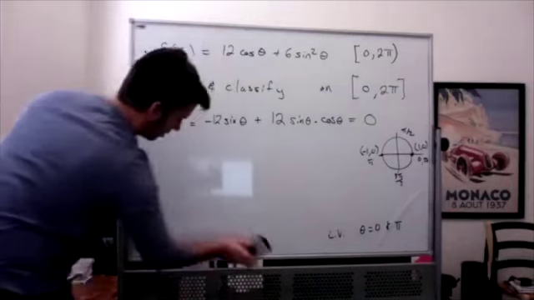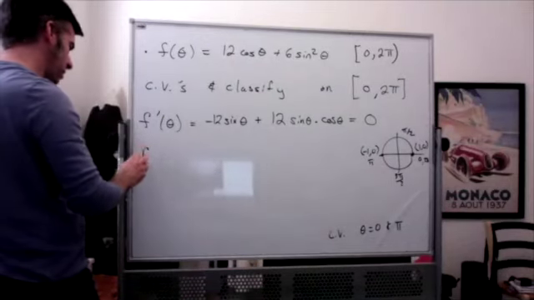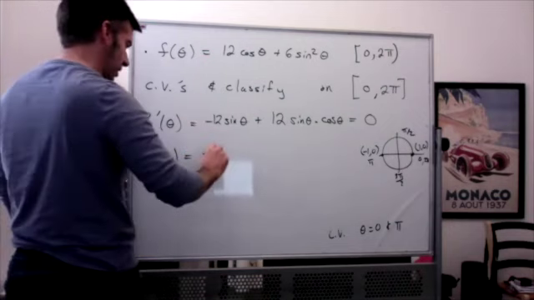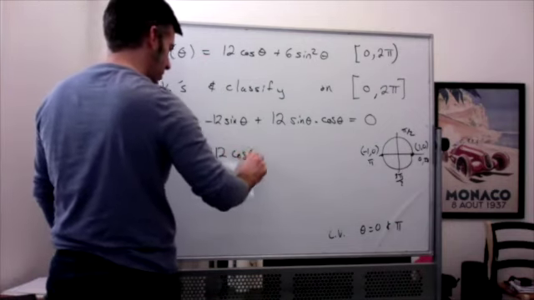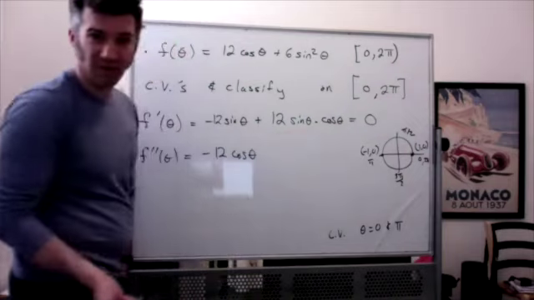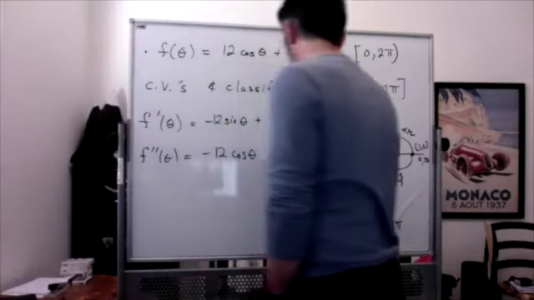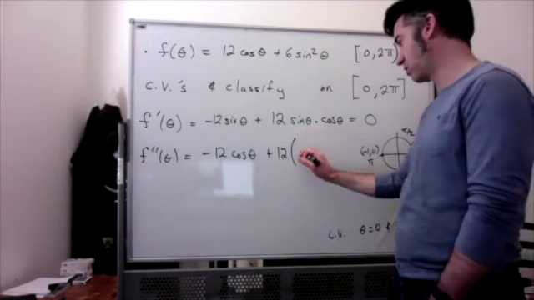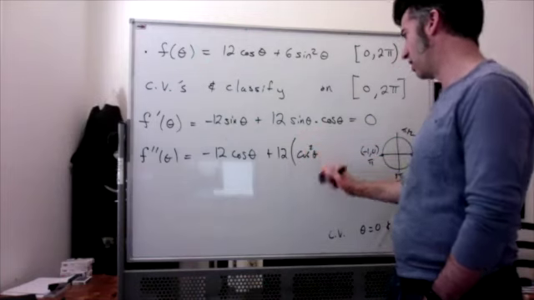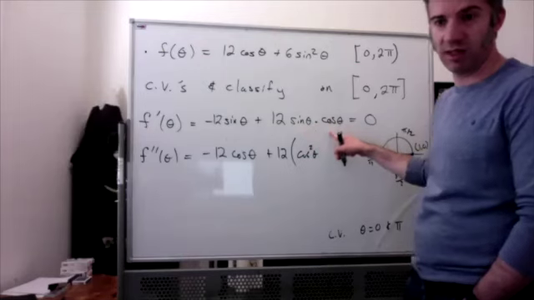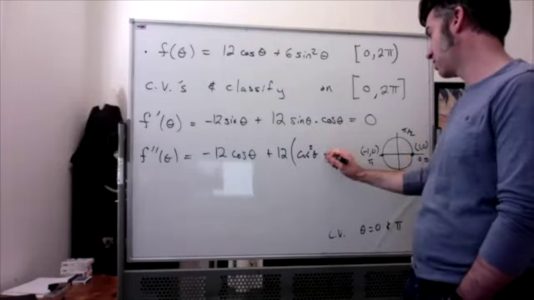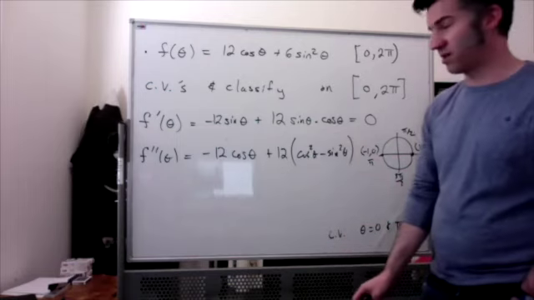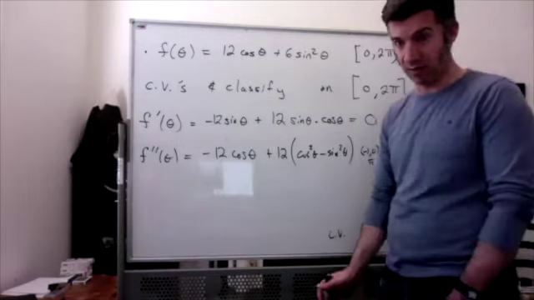Took the second derivative. Let's see, the derivative of negative 12 sine theta is negative 12 cosine theta. The derivative of this, you have to use the product rule. So it would be 12, so the derivative of sine is cosine times cosine, so cosine squared theta, and then sine theta times the derivative of cosine, which is negative sine theta, so negative sine squared theta. That does not look like it's going to be fun to try and evaluate each of my critical values, right?